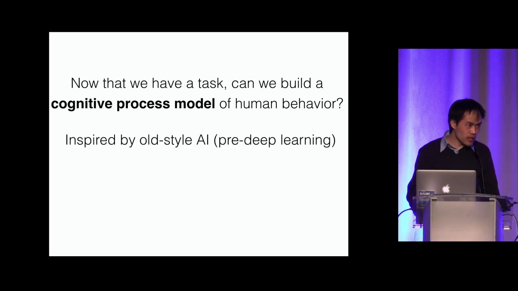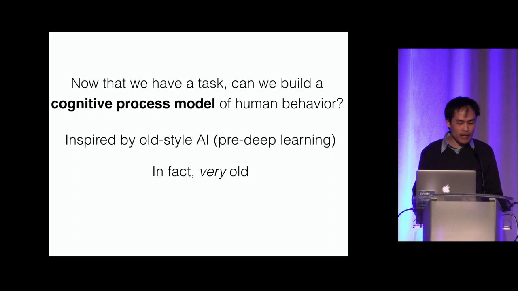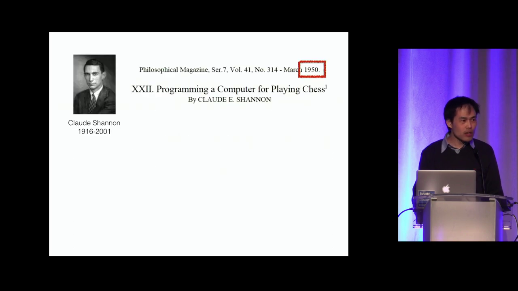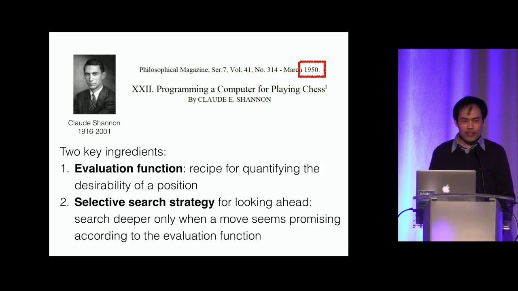I'm going to let myself be inspired by old-style AI, so pre-deep learning. And when I say old, I mean very old. This is 1950. Claude Shannon, also the father of information theory, wrote this article about how to program a computer for playing chess. This is a theoretical paper. He had two key ingredients that are still being used. One is the evaluation function. Since you cannot evaluate everything that's going to happen from the current position until the very end, you need to stop at some point, and then you have to evaluate the position that you have there.